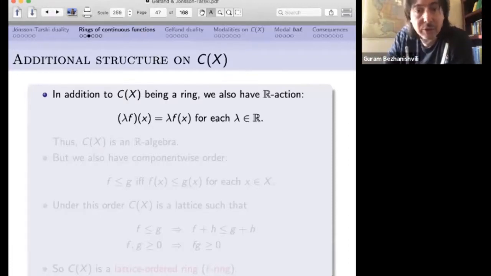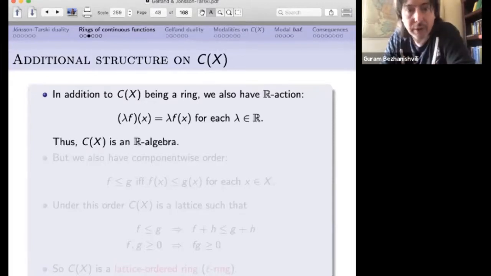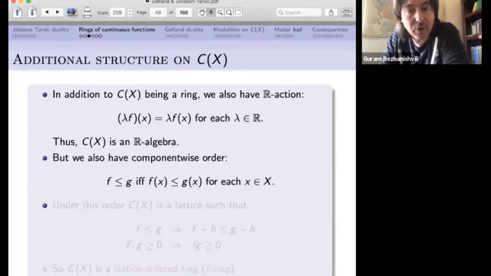And now the question becomes, what additional structure do we need to put on it? This is what part 2 of this talk is going to be about. One thing that happens, for example, is that you can always multiply by the real numbers, so you have the so-called R action. What that means is that on top of your ring structure, you can also have the algebra structure. But what is especially interesting for people who work in lattice theory is that there's a very natural lattice order on C of X.